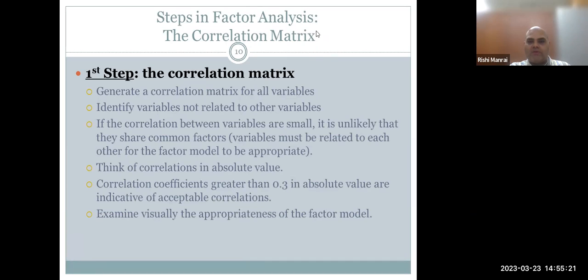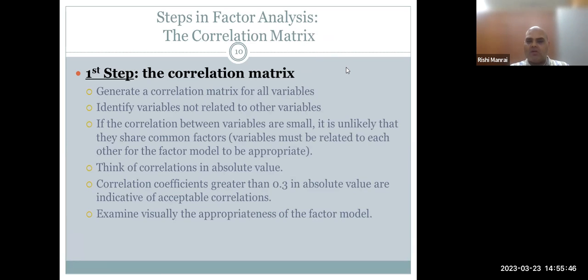So when you're talking about the steps of the factor analysis, there are certain steps involved. We will be discussing these steps today, and we will be implementing these steps tomorrow in the class, so that we actually understand how the factors can be withdrawn. Okay, so the first is the correlation matrix.